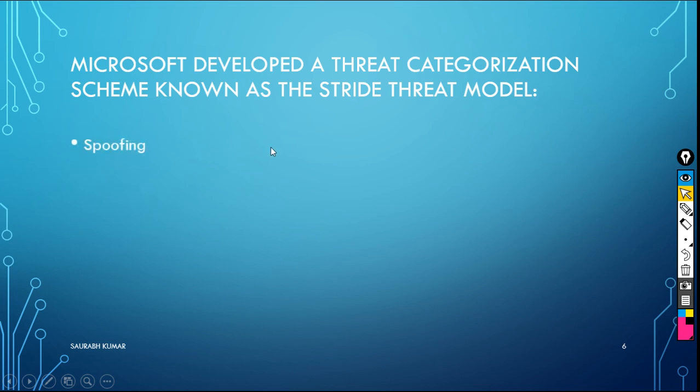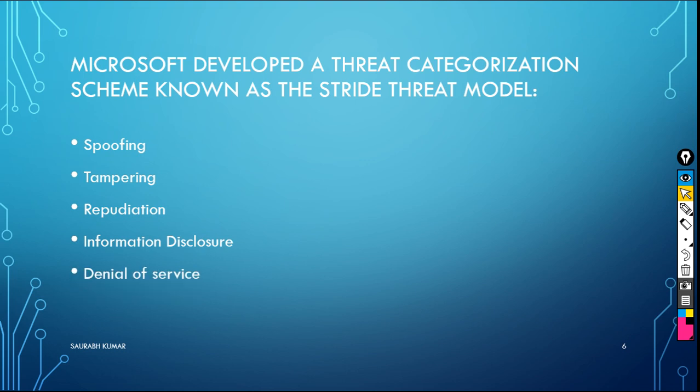S means spoofing, T for tampering, R for repudiation, I means information disclosure, D means denial of service, and E means elevation of privilege. These are the things we have to take care about. That's why Microsoft developed a categorization scheme known as STRIDE, meaning you have to look for all of these things.